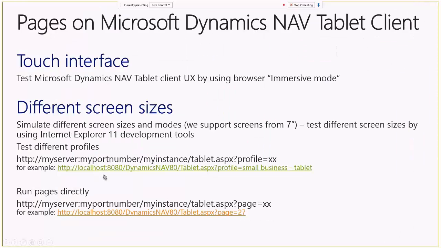So the tablet client opens the same role center as a web client, this default profile, and probably you would like to see a different profile, because users who are using the tablet client are targeted to different functions or different usage, so probably they want to use different profiles. So you can just add to the URL profile equal to the profile name, and you will open the different profile.